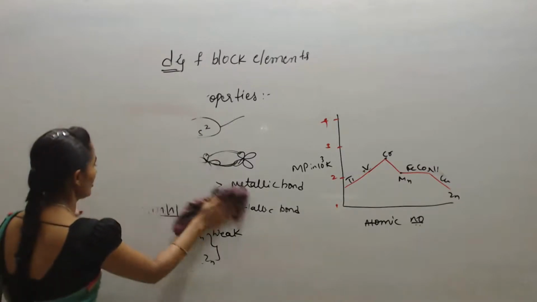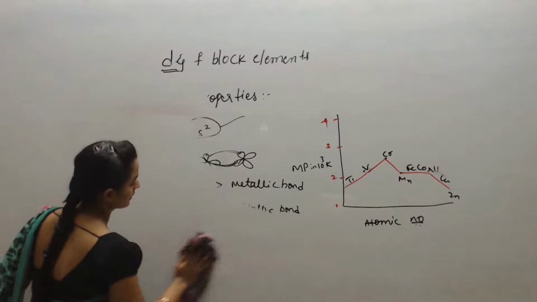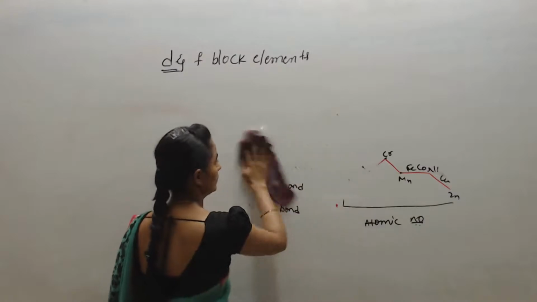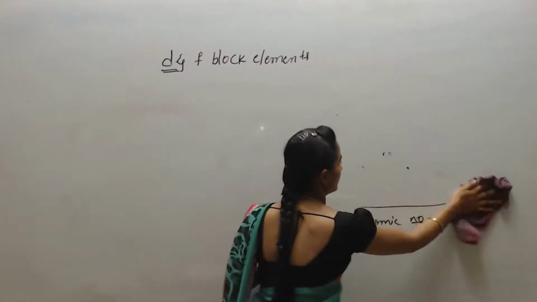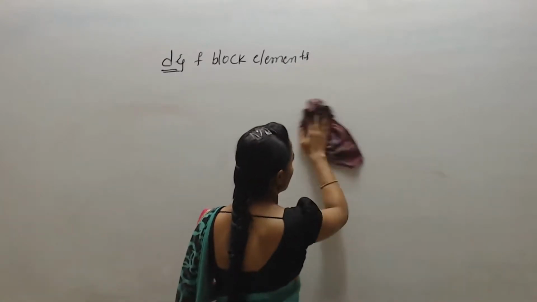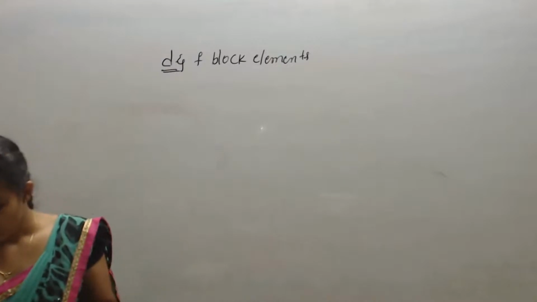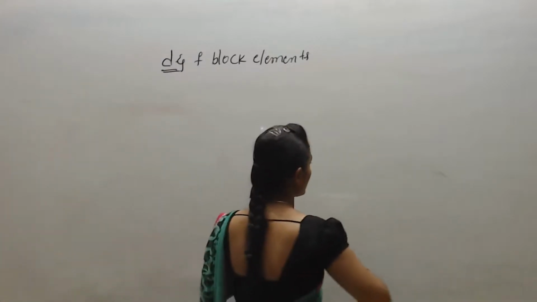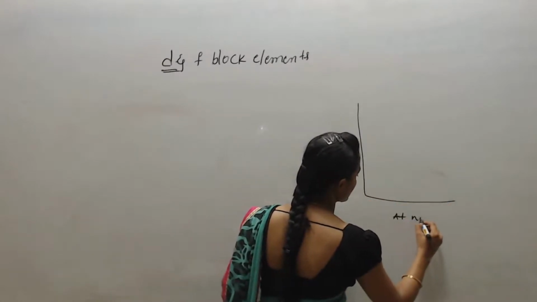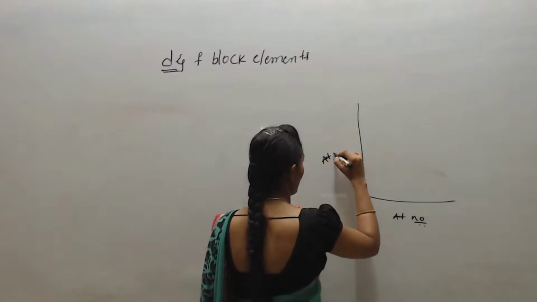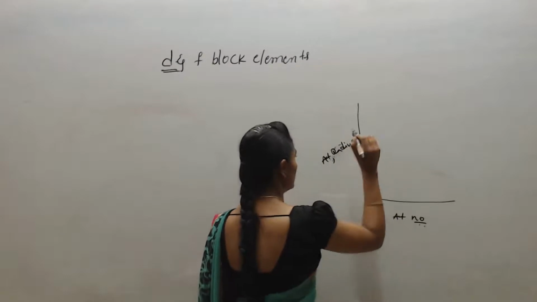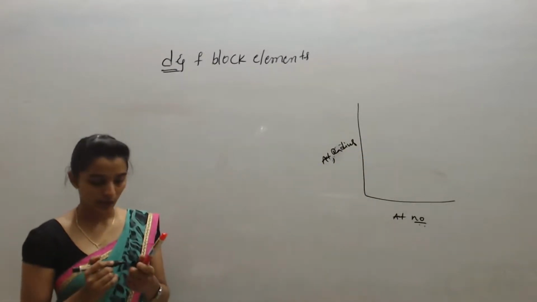So the next one is atomic and ionic radius. So listen, students, as we know, the atomic and ionic radius decreases along the period and increases along the group. This is atomic number, this is atomic radius. This is atomic number, this one is atomic radius.